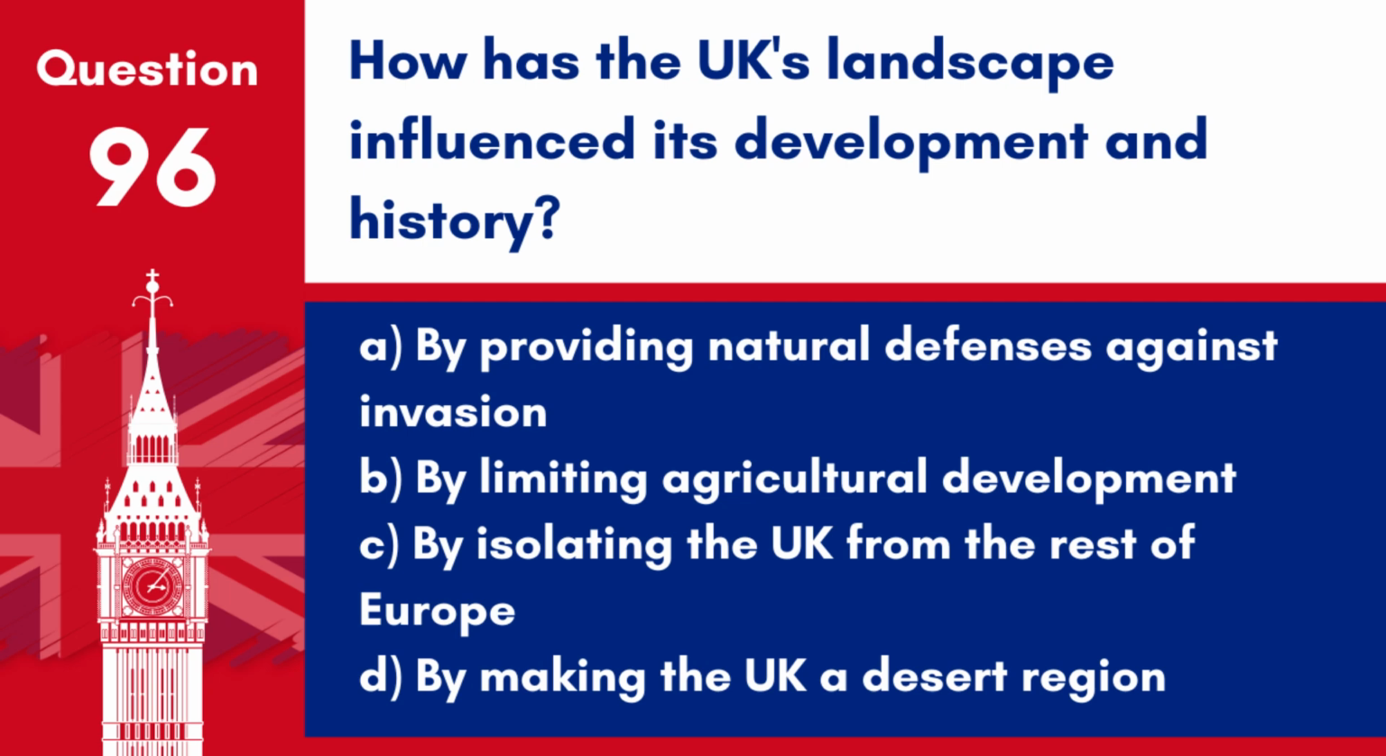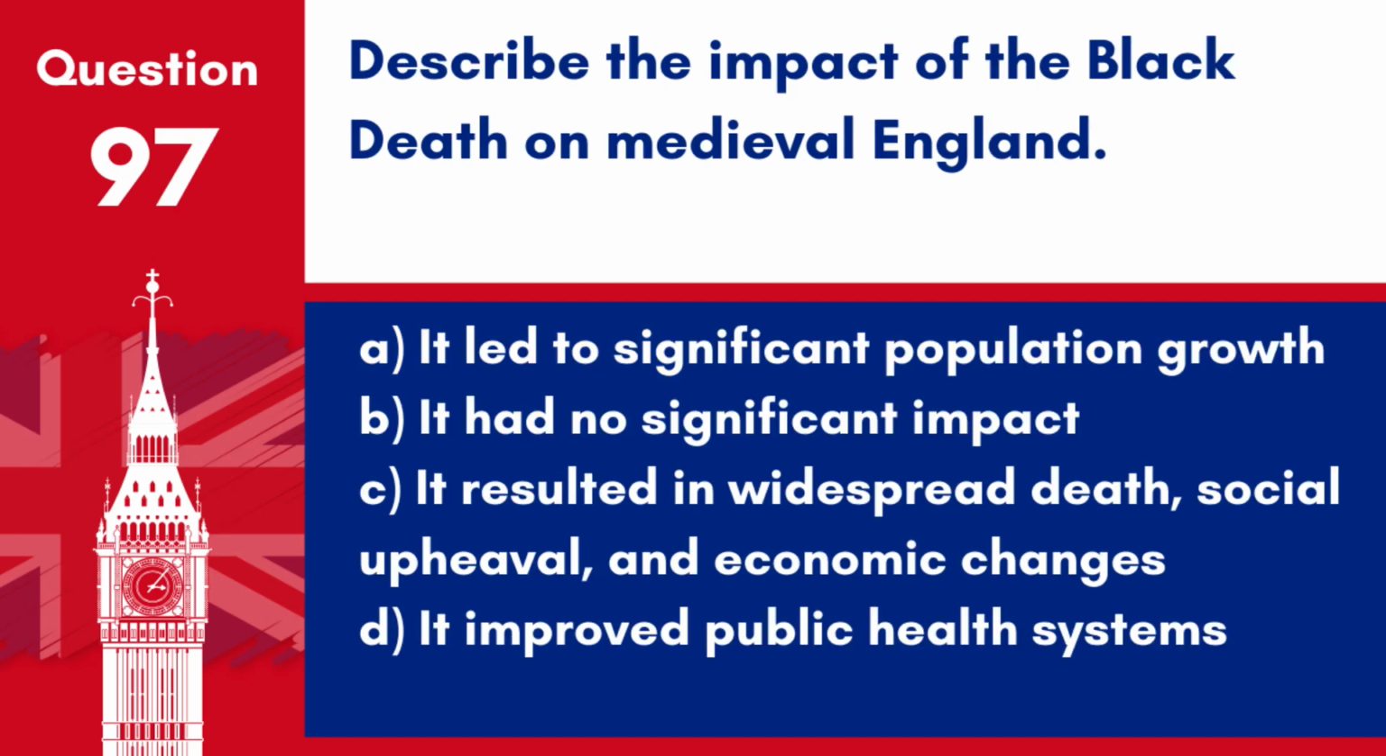Question 96. How has the UK's landscape influenced its development and history? A. By providing natural defences against invasion. B. By limiting agricultural development. C. By isolating the UK from the rest of Europe. D. By making the UK a desert region. Answer: A. By providing natural defences against invasion. The UK's landscape, including its island status and rugged terrain, has provided natural defences that have influenced its development and history, including its naval dominance.